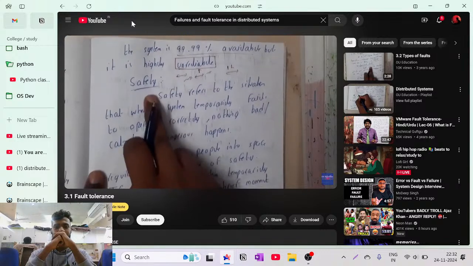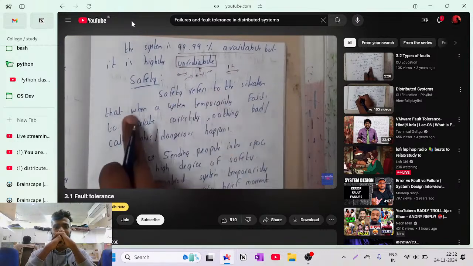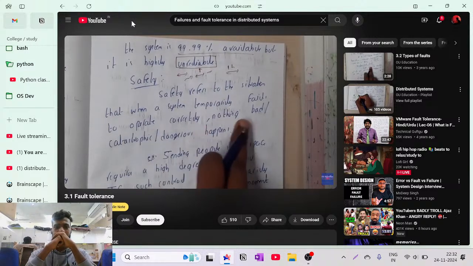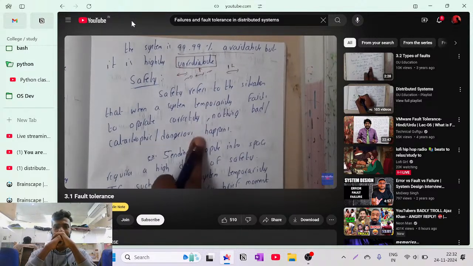Similarly, safety. Safety refers to the situation that when a system temporarily fails to operate correctly, nothing bad or dangerous will happen.